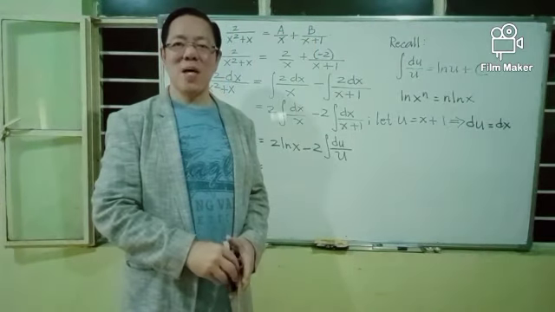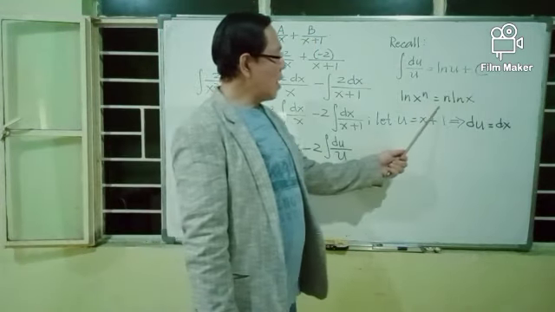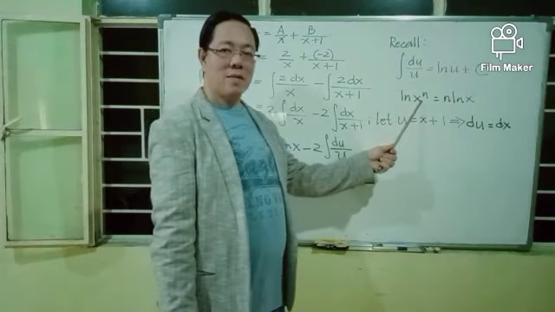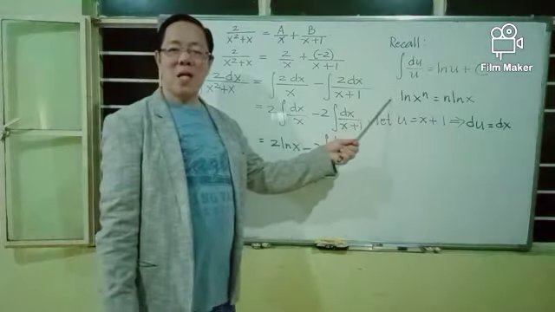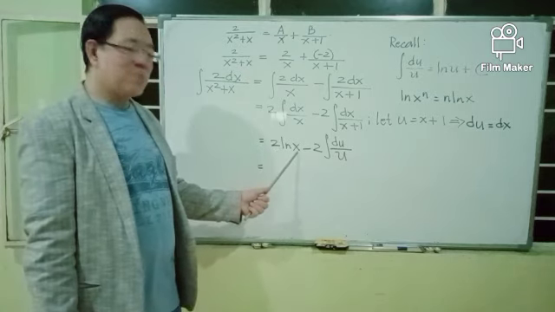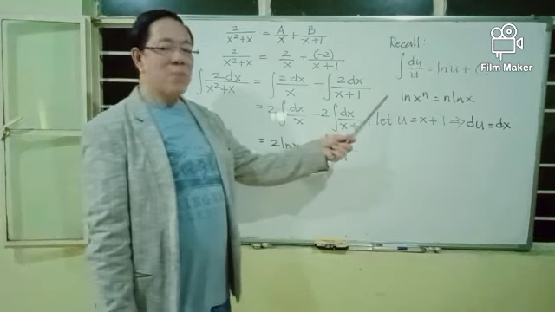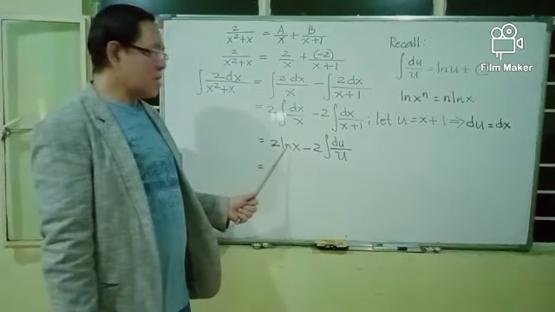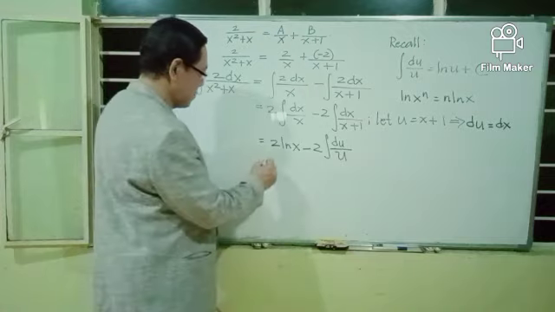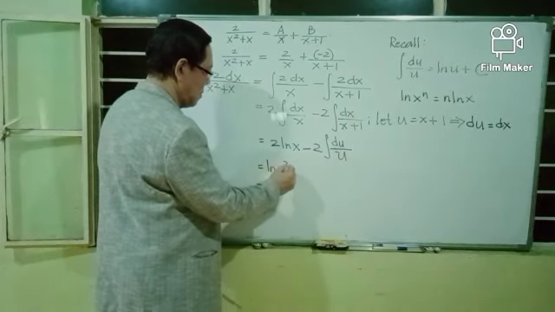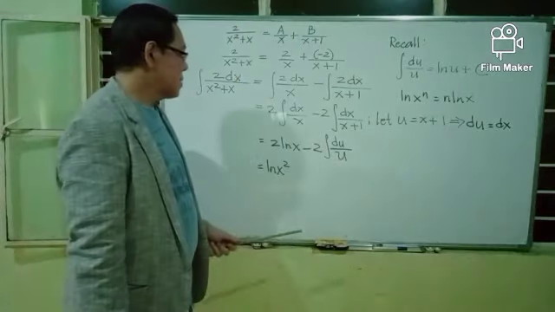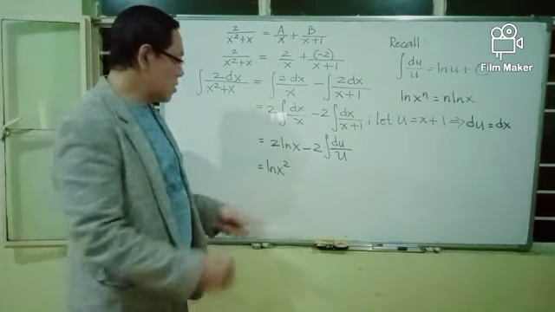One of the properties of natural logarithm says that n times ln of x is equal to ln of x to the n. Thus, using this property of natural logarithm, we can write the coefficient of ln of x as the exponent of x. Hence, by this property, 2 times ln of x is equal to ln x to the power 2, where 2 here is n. And the second term is minus 2.